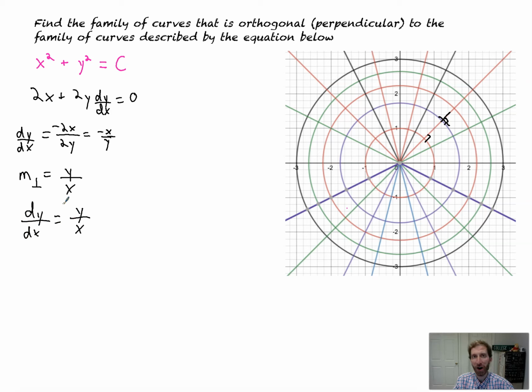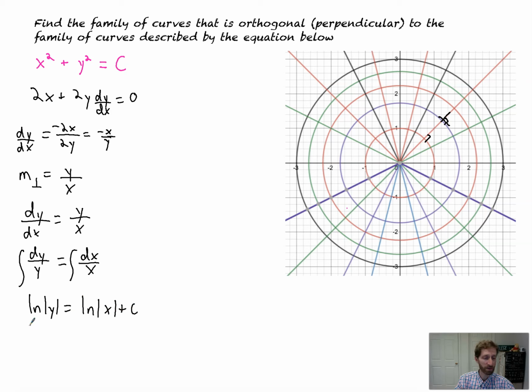So now we're going to use our differential equation solving skills. I'll divide both sides by y, so I'll get dy over y, which is equal to dx over x, and we actually did one similar to this very recently. And we'll now integrate both sides with respect to y and with respect to x. That's ln of the absolute value of y equals ln of the absolute value of x plus c.